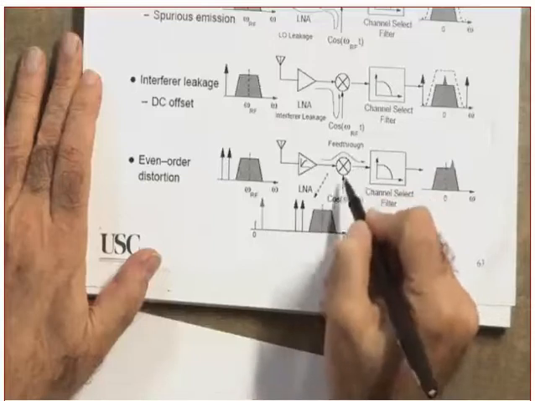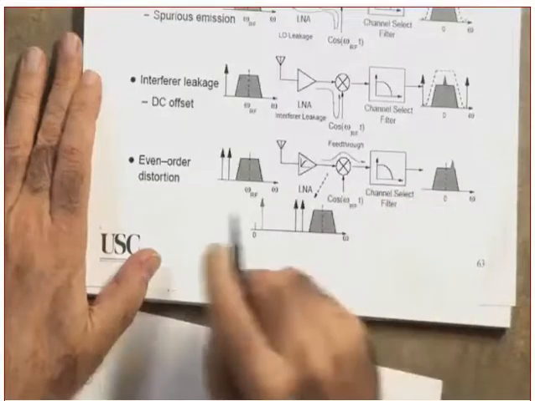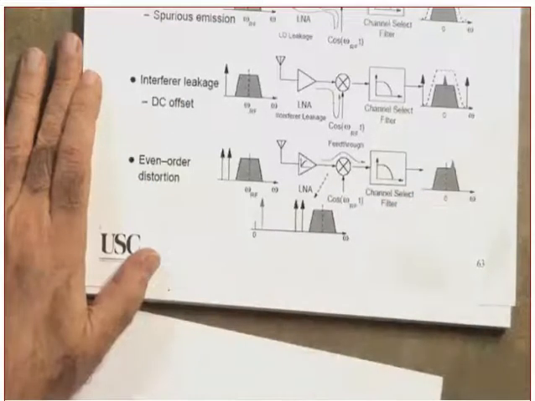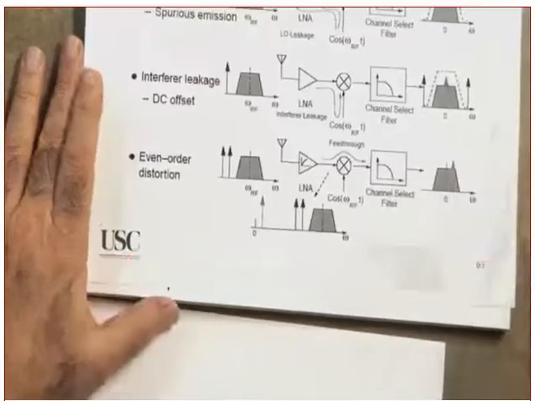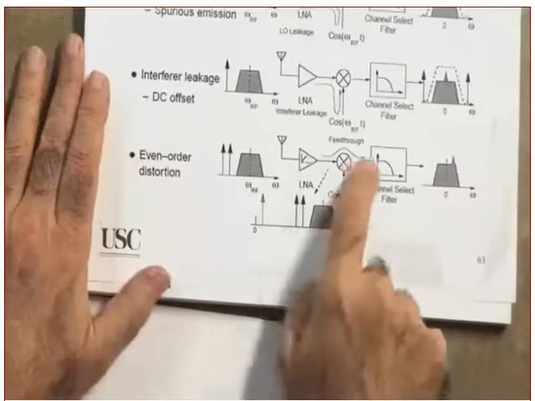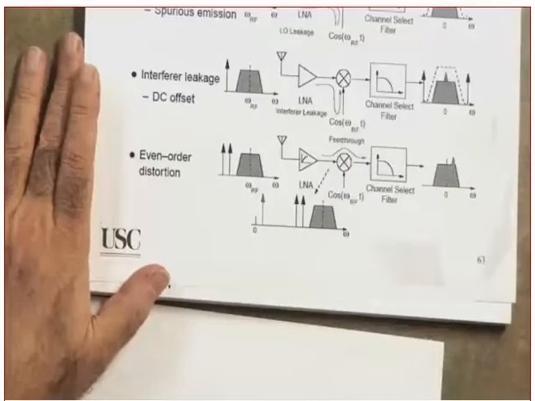Yes? Which means what? It did not get what? Mixed. It just passed through the what? Passed through the mixer to the what? To the output. And this is this one. Clear? You see this? This means what? Leaked without getting what? Mixed.